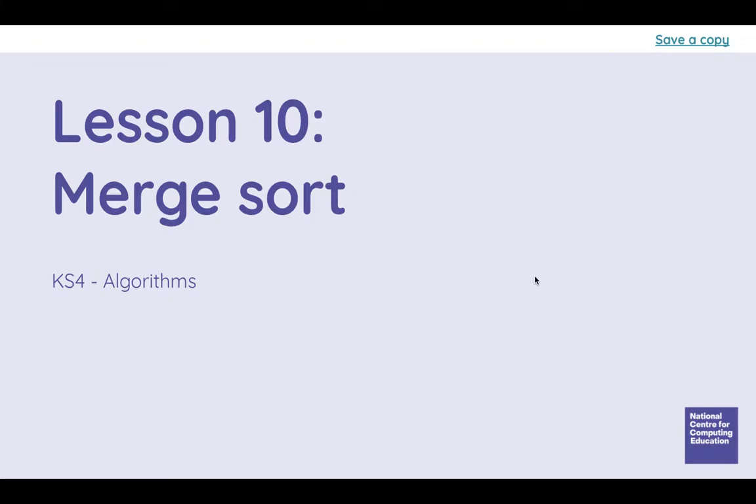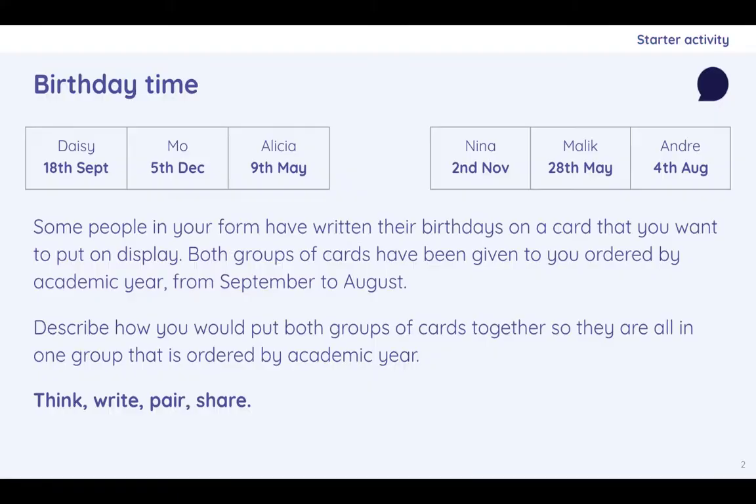We're going to be looking at the merge sort. This is the third of the three sorting algorithms you need to be familiar with. This one is quite different to the other two, which is why it's out on its own a little bit. So as a starter, you're given these two sets of dates. Daisy, Mo and Alicia, and Nina, Malik and Andre got two different sets.